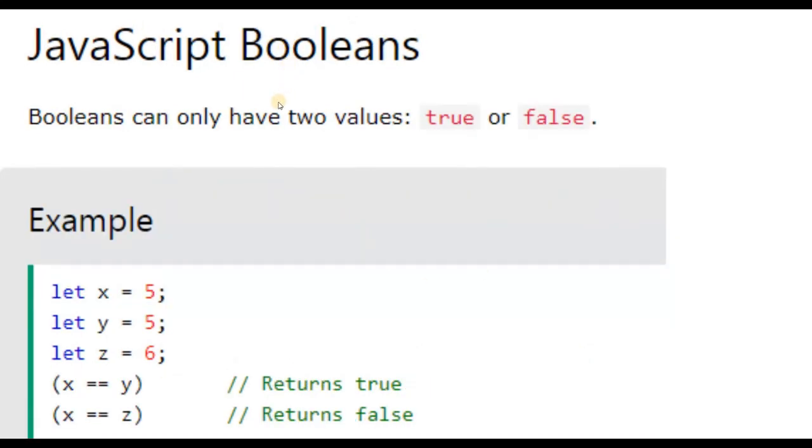JavaScript booleans. Booleans can only have two values, true or false. For example, let x = 5, let y = 5, let z = 6. Now, that code asks whether x is equal to y: true. Is x equal to z? 5 and 6 are not equal, so no. So these are true or false values.